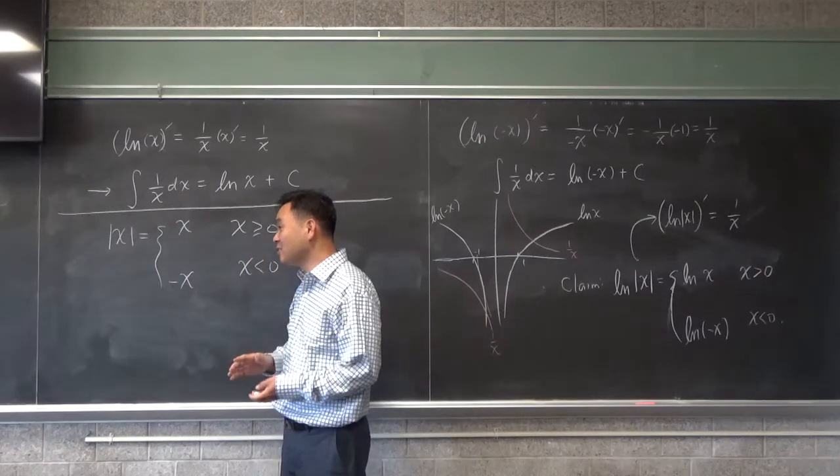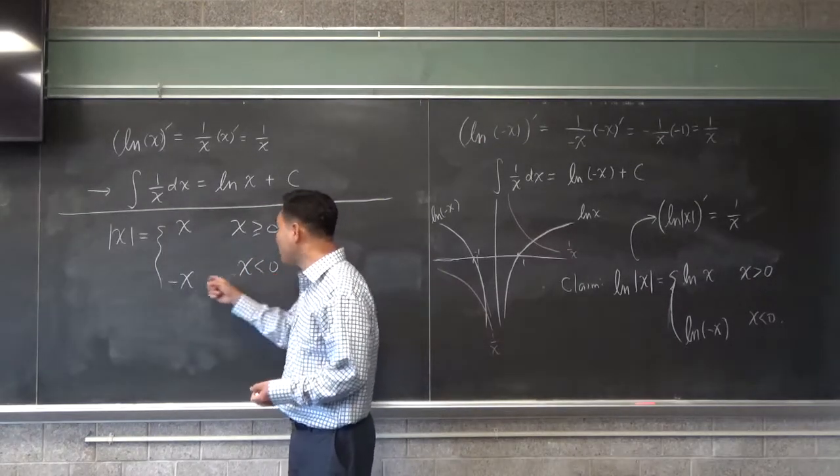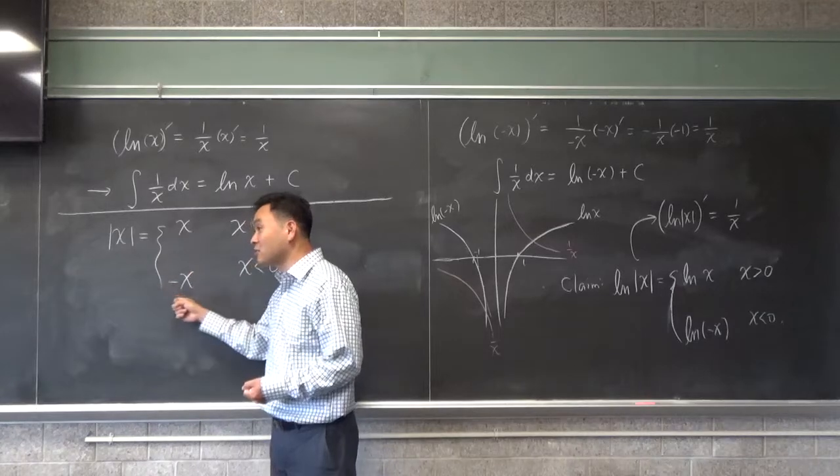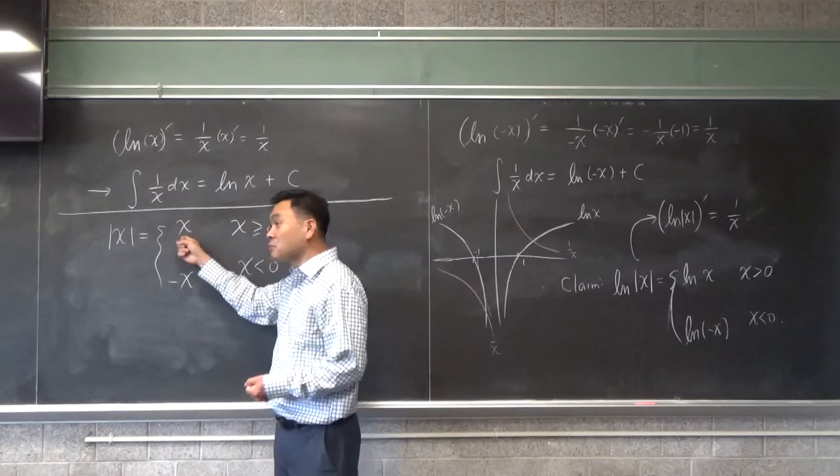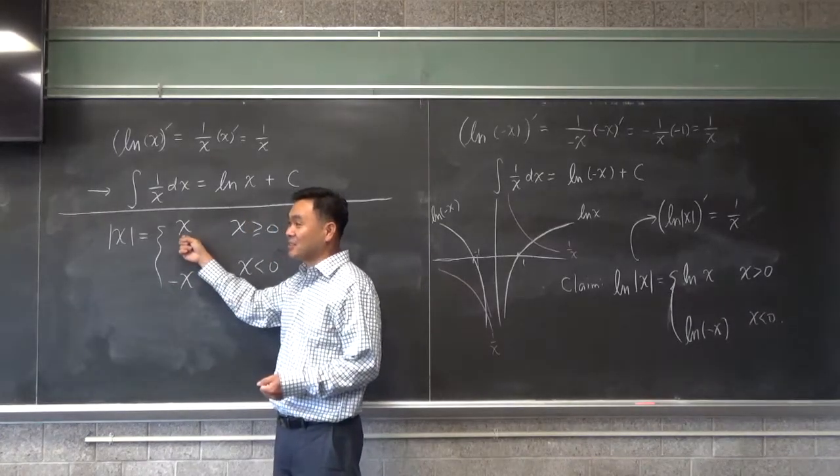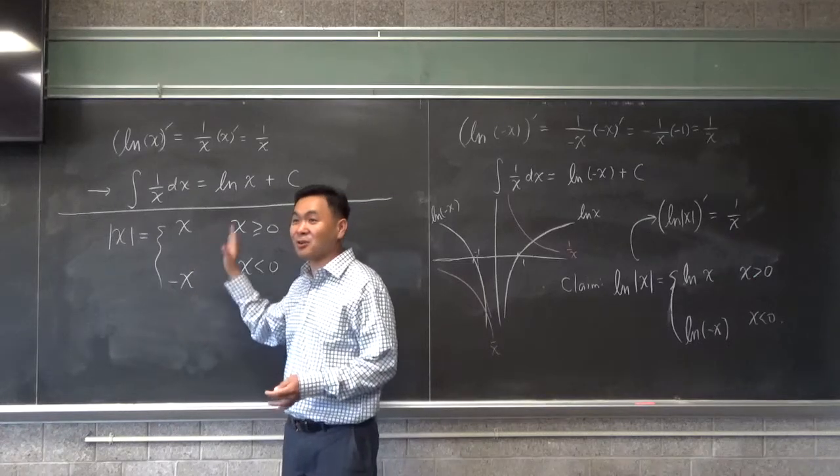But you're saying that only if x is negative, what if it's positive? If x is negative, then this will be a positive number. And if x is positive, this will be the positive number. Oh, okay. Yeah, that's what I'm saying. Okay. So are we clear on that?